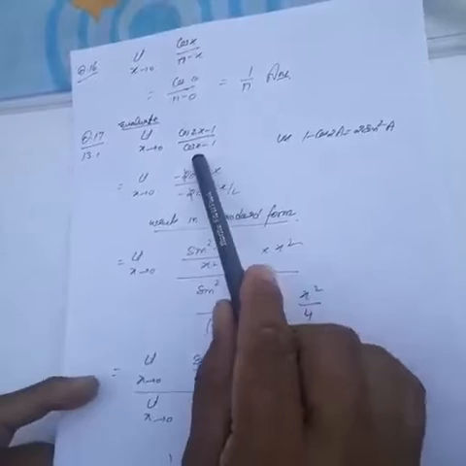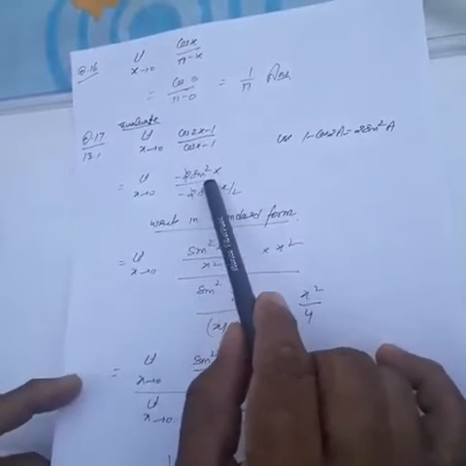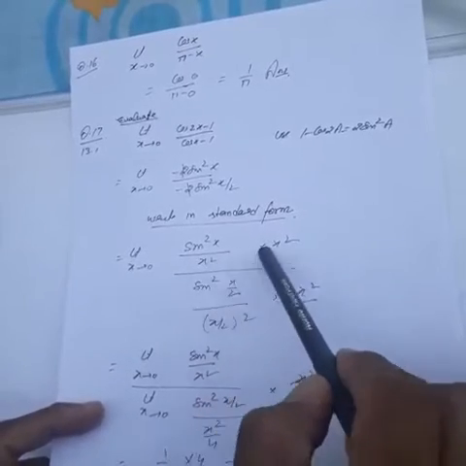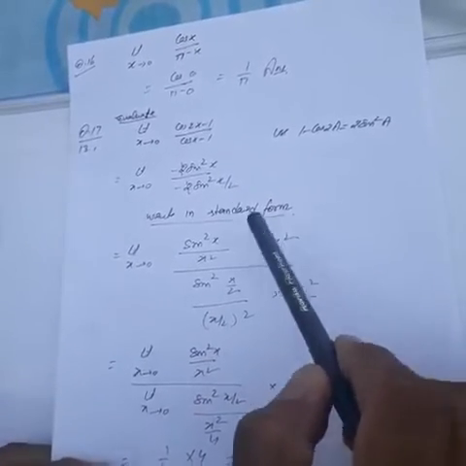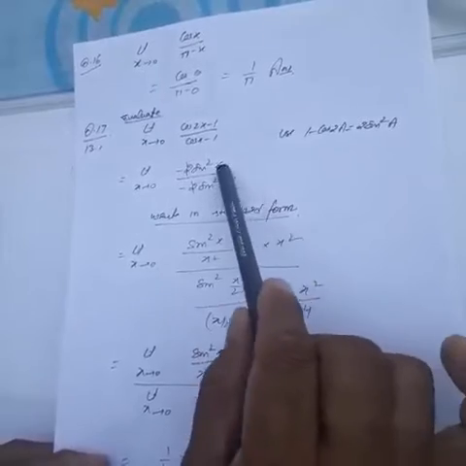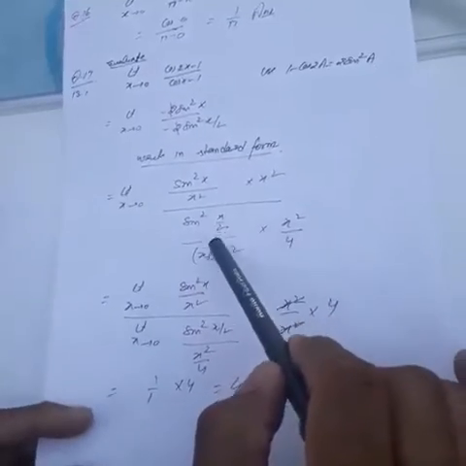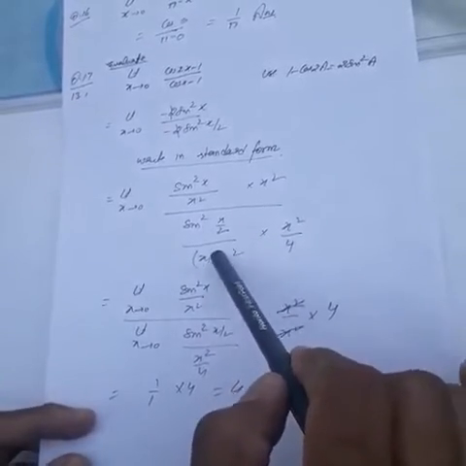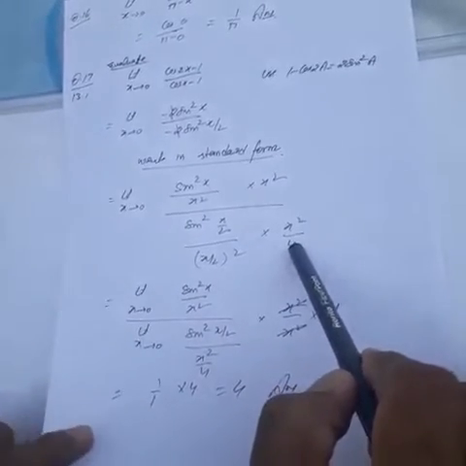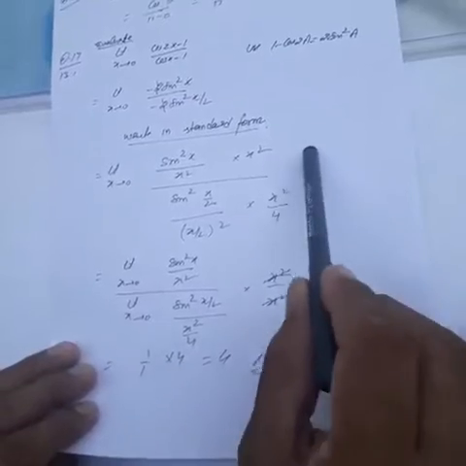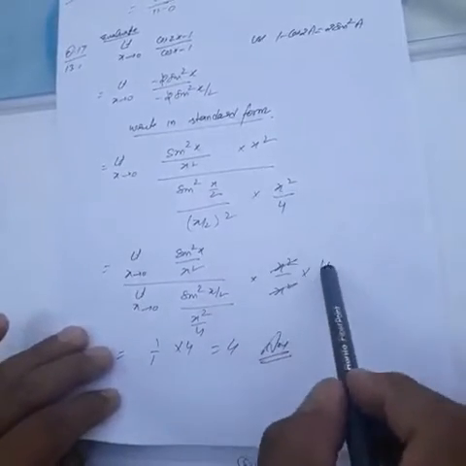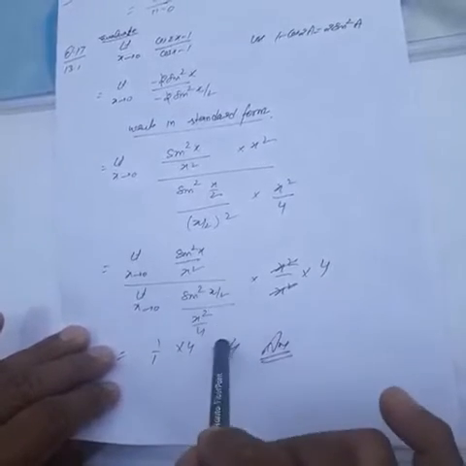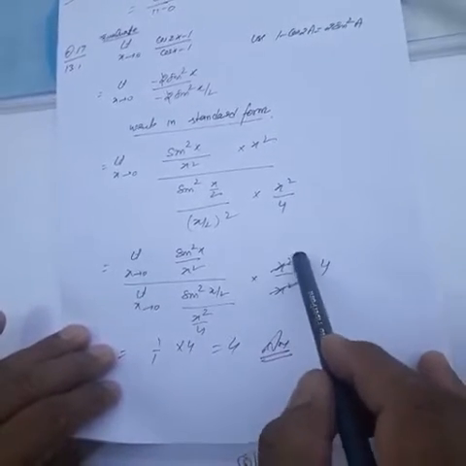Now we have to write this in standard form. To write it in standard form, we divide and multiply it by x square. Similarly, to reduce the denominator into standard form, divide and multiply it by x upon 2 whole square, which will be x square by 4. Now simplify this part. It will be 4 upon x square. Write the limits of both these functions separately. This x square is cancelled.